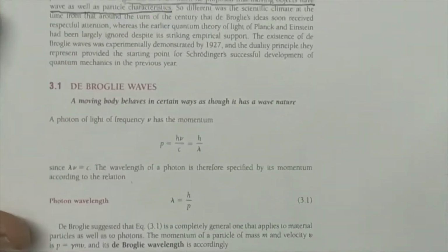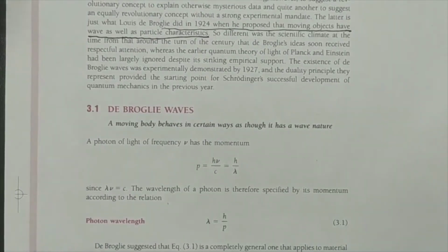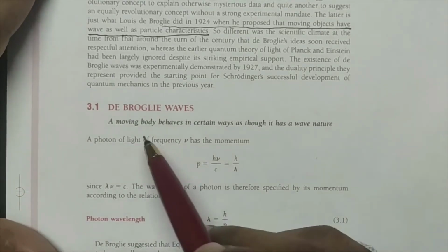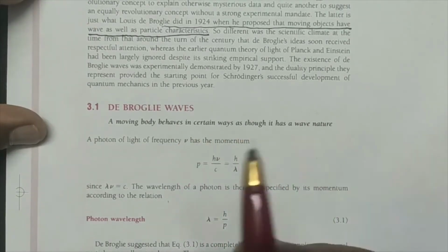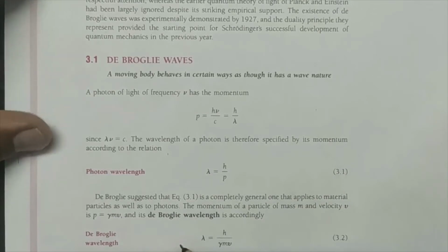So now let's come to the de Broglie wave. What de Broglie thought was that nature always chooses symmetry. He thought that when electromagnetic radiation is behaving as a wave as well as a particle, why not every matter? So he proposed that a moving body, that is matter, behaves in certain ways as though it has a wave nature. He started with the photon, because we know exactly about electromagnetic radiation.